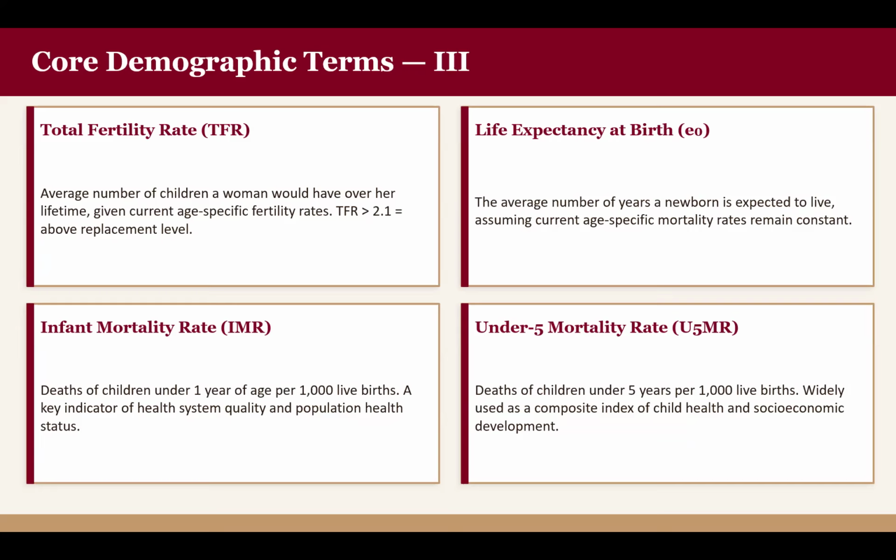Life expectancy at birth: the average number of years a newborn is expected to live, assuming current age-specific mortality rates remain constant. Then we have infant mortality rate, deaths of children under 1 year of age per thousand live births, a key indicator of health system quality and population health status. Then we have under-5 mortality rate, deaths of children under 5 years per thousand live births, widely used as a composite index of child health and socioeconomic development.